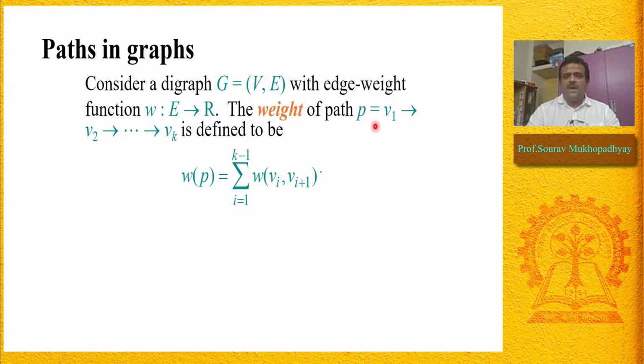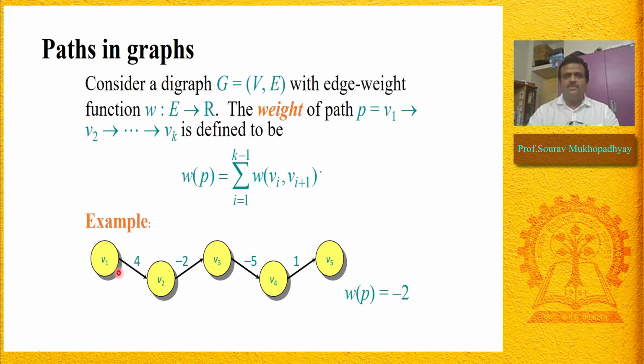Now, a path means we start with a vertex v1 and then we have to reach a vertex vk, and we must follow the edges. These v2, v3 are the intermediate vertices which we visit, and these are the edges we follow. This is a directed graph, so edges have a direction. We follow the direction and reach from v1 to vk. That is a path. Basically, we take an example. This is our v1, and suppose we have an edge like this which reaches vk.